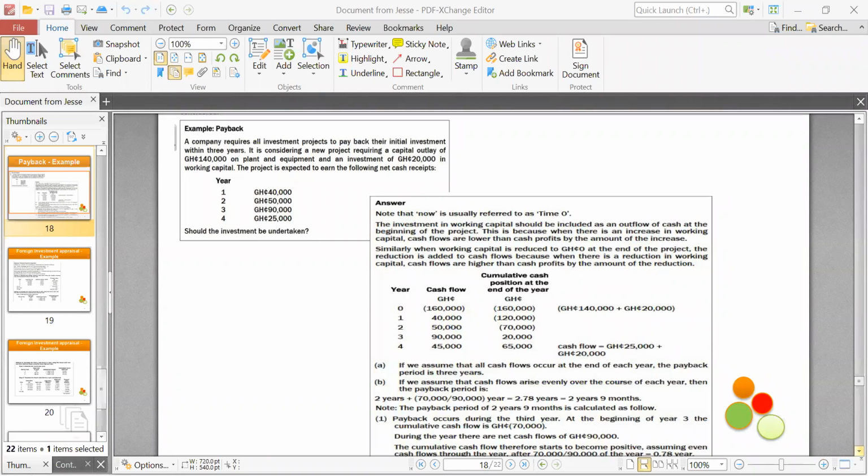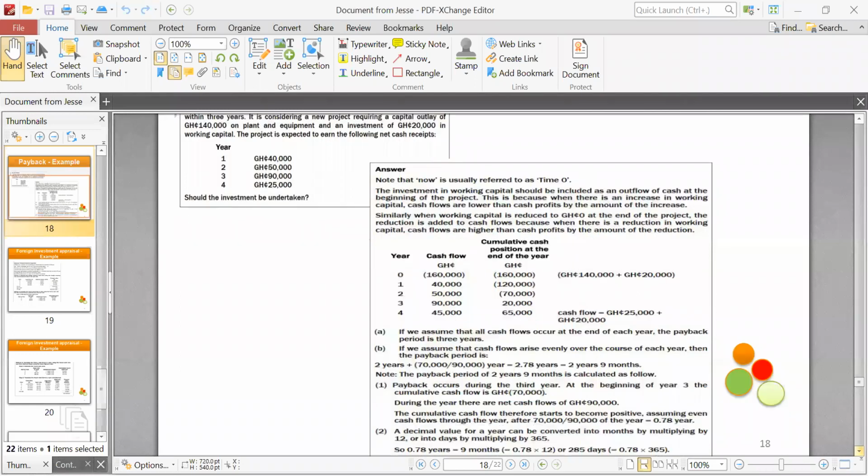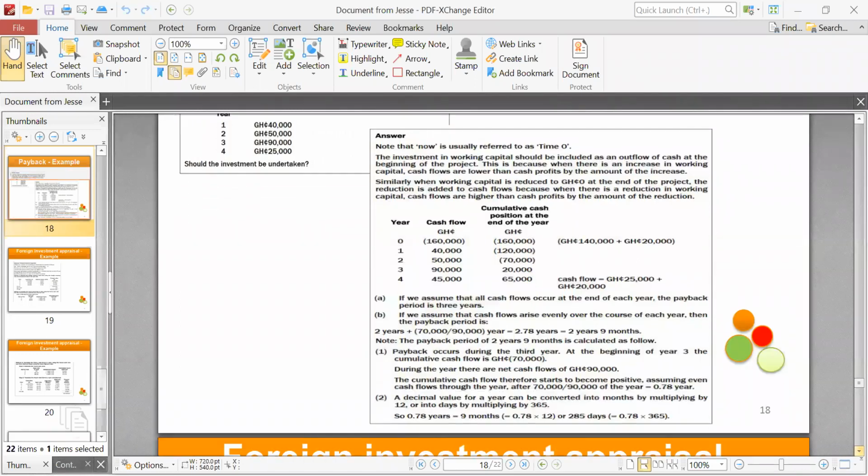So that will be the payback. So the payback occurs during the third year. I hope that's clear.